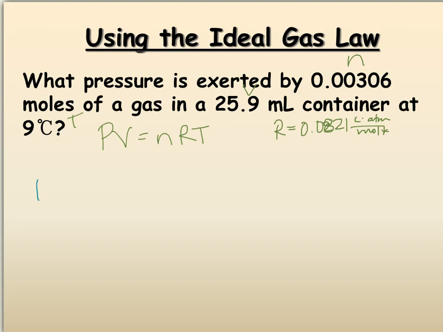So we don't know P. We do know volume, but it's in milliliters, so we have to convert that to liters. So 25.9 milliliters, 1,000 milliliters to 1 liter. That's 0.0259 liters.